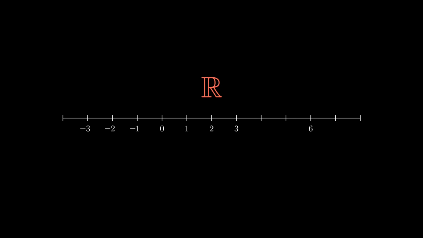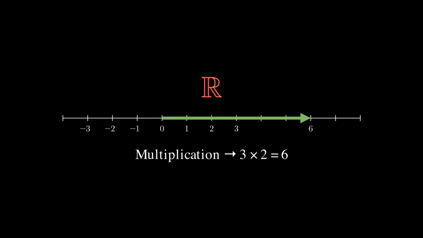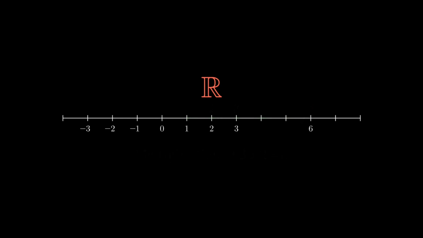So here on the screen, we have the real number line. Let's take a quick look at what addition means here. Adding 2 plus 3 gives 5. In terms of movement, that simply means moving 5 units in the positive direction. Multiplication, on the other hand, is essentially scaling. For example, 3 times 2 is 6. It means either scaling 3 by 2 or 2 by 3, we get the same result.